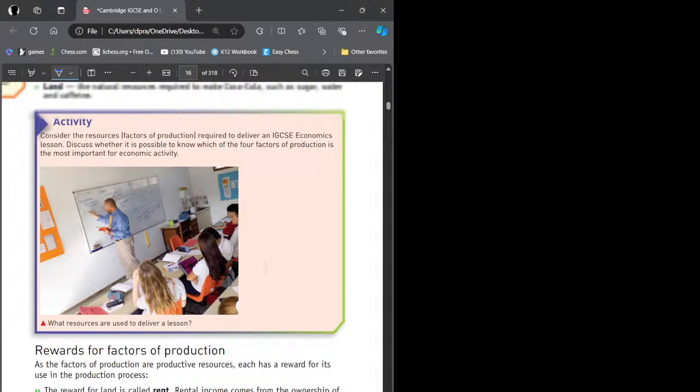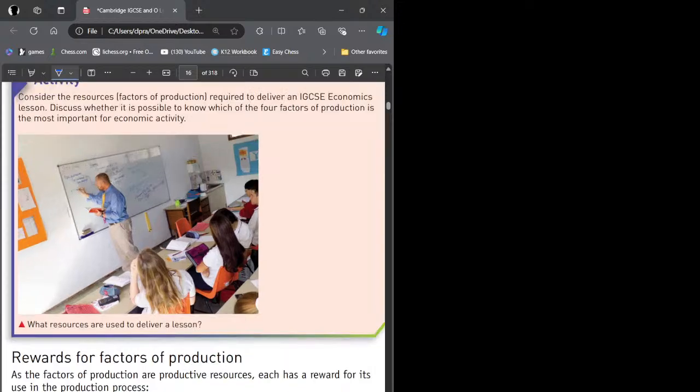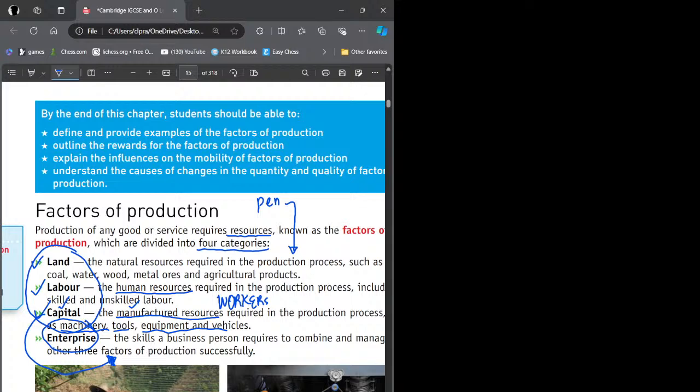Then we have rewards for factors of production. So you see these factors of production, right? Land. Let's go back.